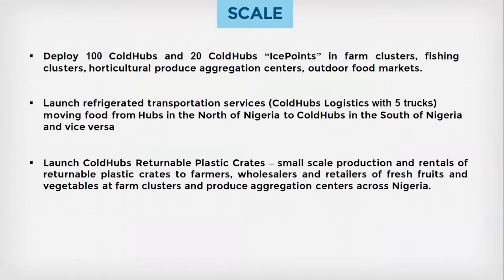Having achieved this, we are now positioned to go to scale. Our plan is to deploy 100 Cold Hubs and 20 Cold Hub solar ice makers, the ice points, across Nigeria at farm clusters, aggregation centers, outdoor food markets, and fishing clusters. Integrate refrigerated transportation services so we can have a full cold chain, moving food from Cold Hubs in farm clusters all the way to Cold Hubs in outdoor food markets. And also start small-scale production of returnable plastic crates so that we can have proper packaging for the food that goes into the cold rooms.